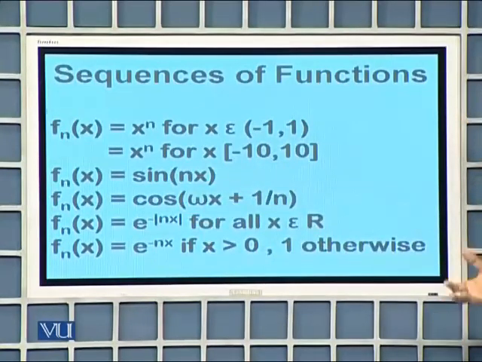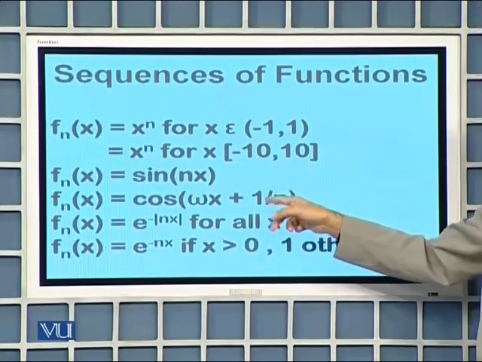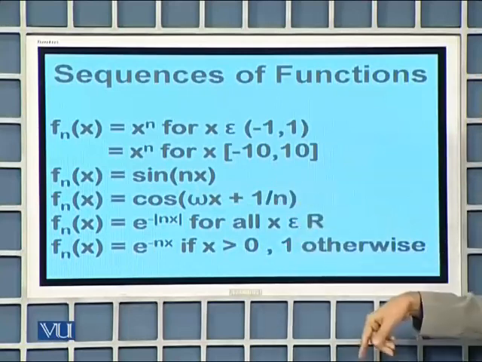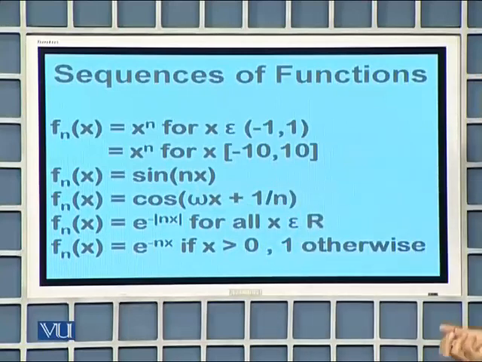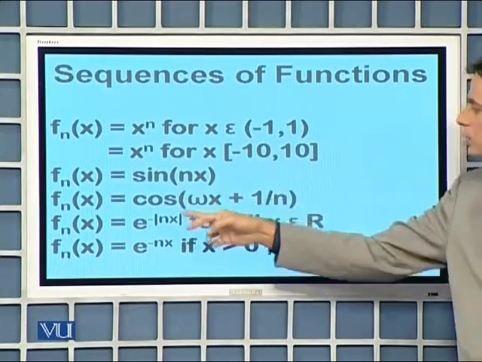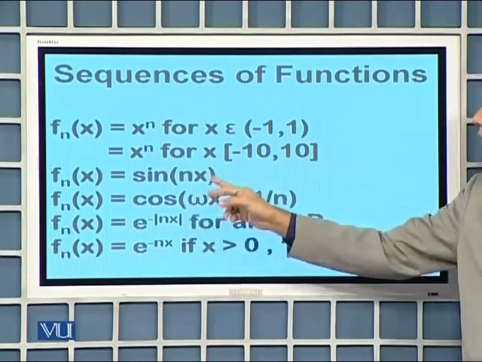As you keep moving from lower indexed functions to higher indexed functions, this additional quantity in addition to omega x becomes smaller and smaller. When this 1 over n becomes smaller and smaller, it converges to 0. Eventually, this will become insignificant, and this sequence of functions will converge to a destination function of cos of omega x.